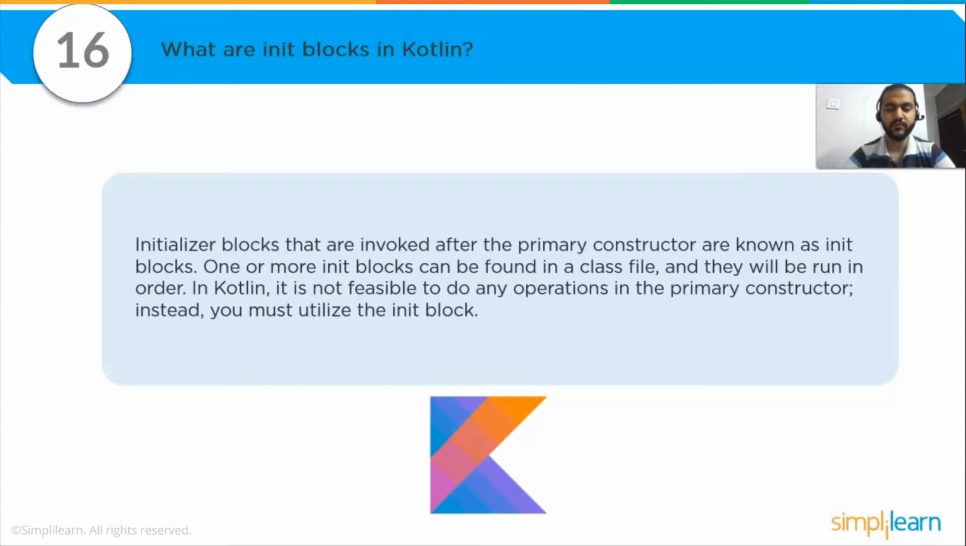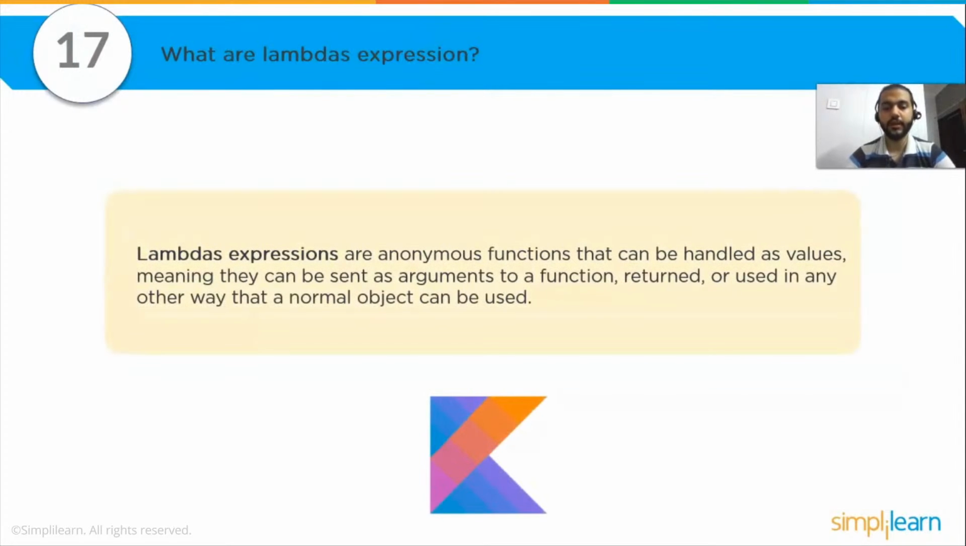Now, our next question, which is the 17th question, is what are lambda expressions? So lambda expressions are anonymous functions that can be handled as values, meaning they can be sent as arguments to a function, returned, or used in any other way that a normal object can be used. So it can be returned and used in any other way like a normal object can be used. So the lambda expression has no name and is created and assigned as a separate variable. It doesn't have any parameters and returns no value in the function. So this is called lambda function. It is used with higher order functions.